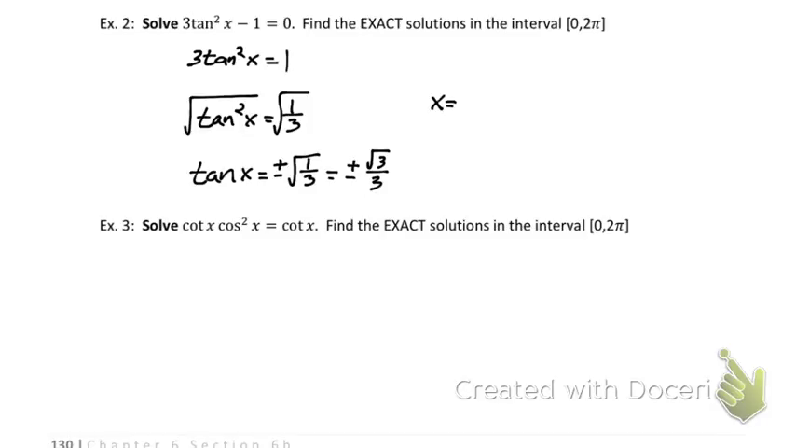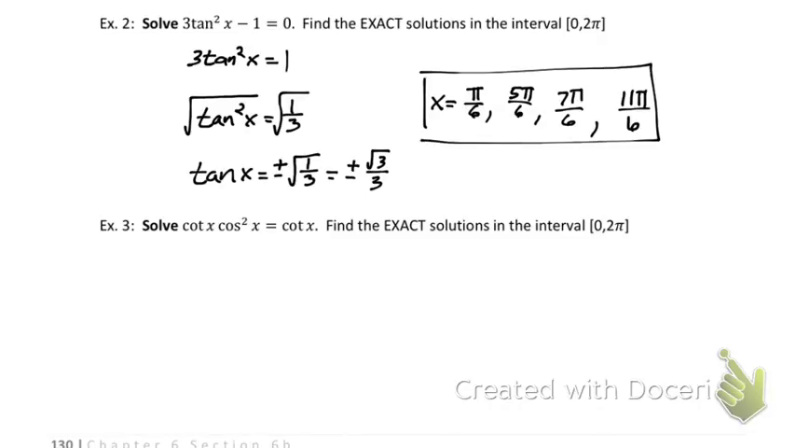Teresa. Pi over 6. Who wants to give me the next one? Yeah, Mike. 5 pi over 6. Yeah, what's the next one? 7 pi over 6. I see a theme. Can someone give me the last one? Yeah. 11 pi over 6. So this one actually has 4 answers, and it's a nice little theme because they're all over 6. That one has 4 answers just because the square root gives me a positive or negative, right, Liam?